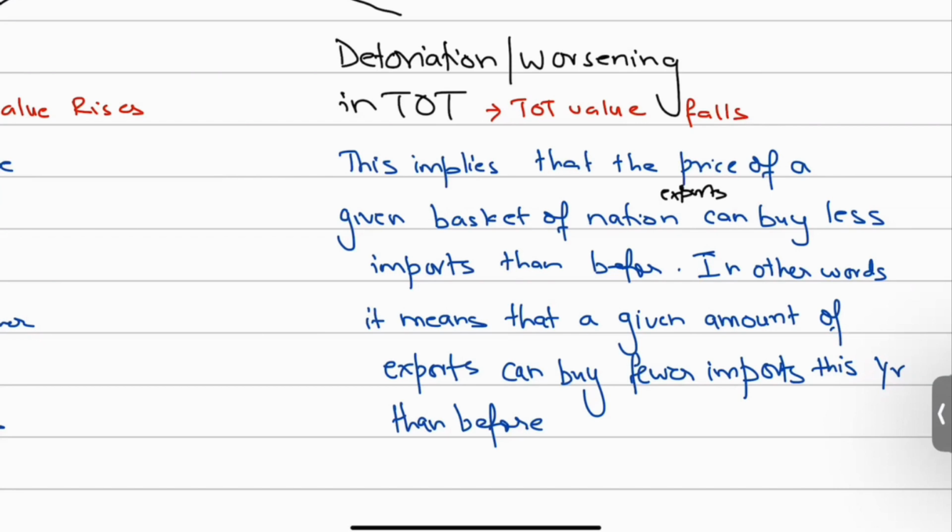तो अगर आपके टर्म्स ऑफ ट्रेड डिटोरिएट होते हैं बेसिकली, तो उसकी implication ये है कि since now your exports can buy less imports, so basically developing countries or any nation needs to sort of sell more exports in order to buy the same level of imports. So अब हमें ज़्यादा export करना पड़ेगा। So export ज़्यादा करना पड़ेगा भी एक challenge है.